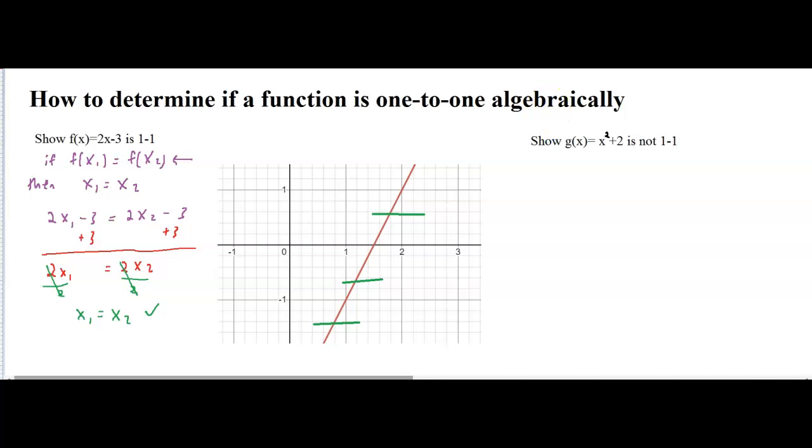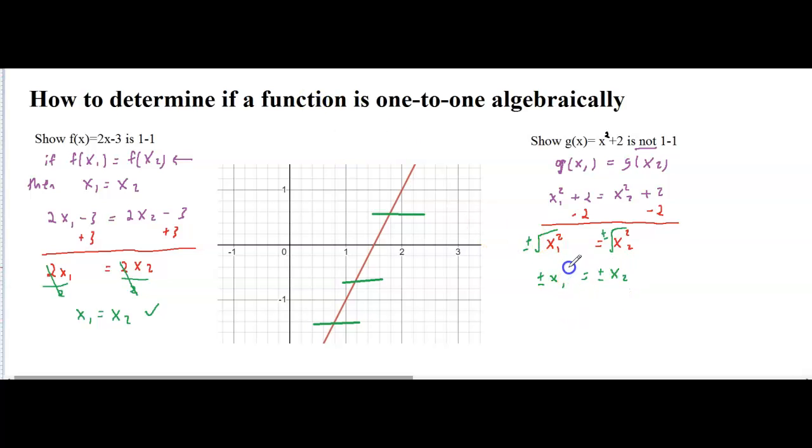Again, we're going to use this definition of a one-to-one function on the side here, and we're going to assume that g of x1 is equal to g of x2, and then solve to verify that x1 is equal to x2, or in this case we're already told that it won't be, so let's see how that pans out. So x squared, square root both sides, and I'm left with the square goes away.